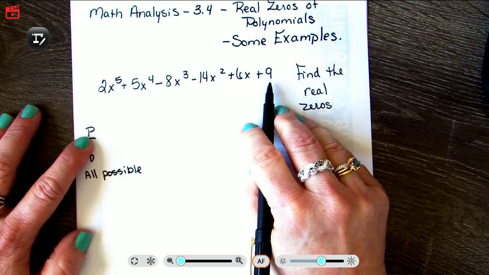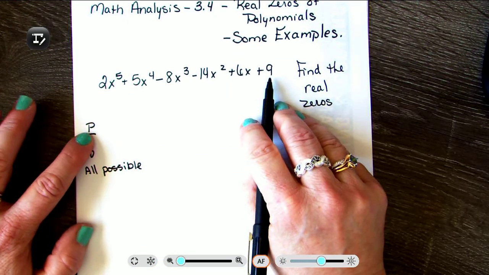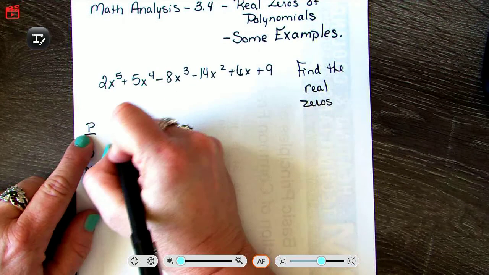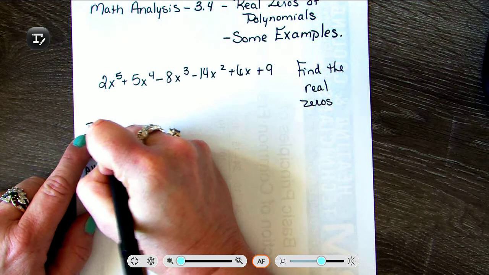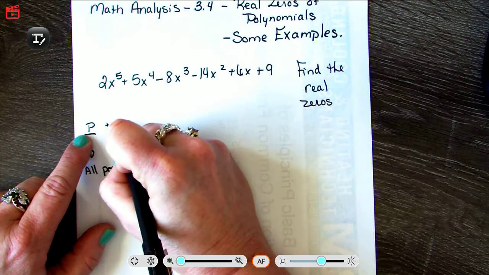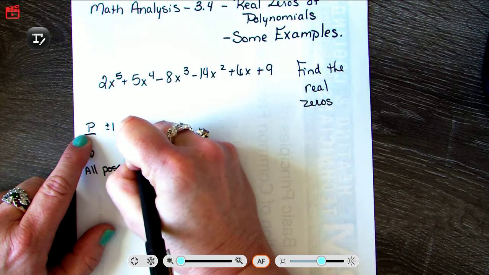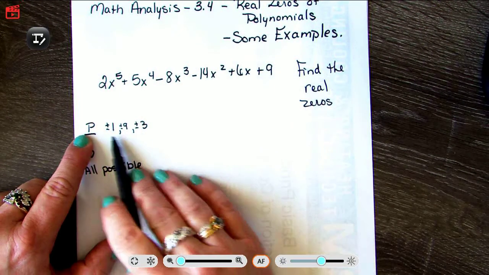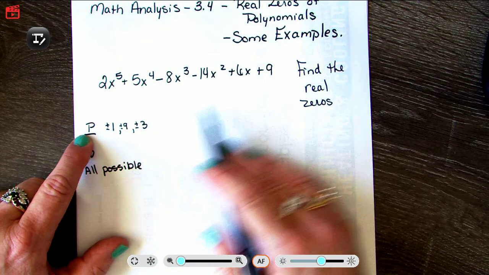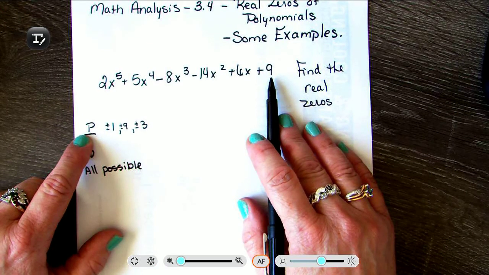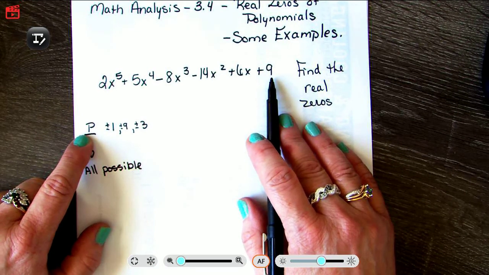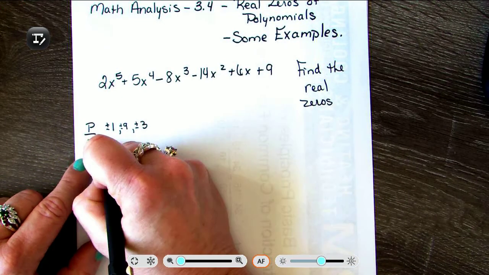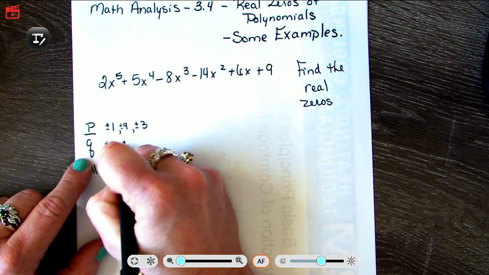So I'm going to take 9 and list all of its factors. So 9 has 1, and they could be plus or minus. We also have 9, so plus or minus 9 and plus or minus 3. We like it when we have just a limited number. When we have like 48, that's a really long list. Our possibilities for Q are plus or minus 1 and plus or minus 2.